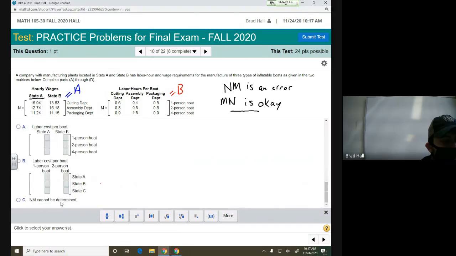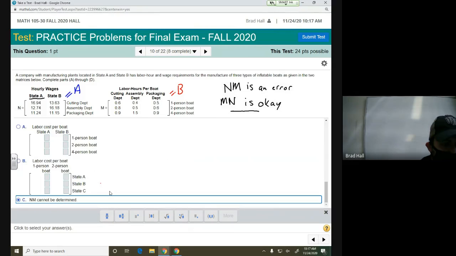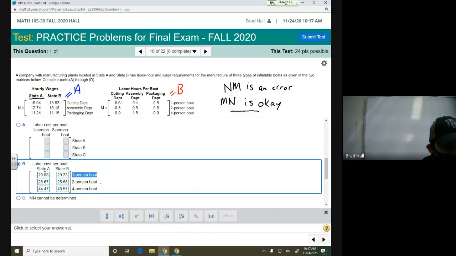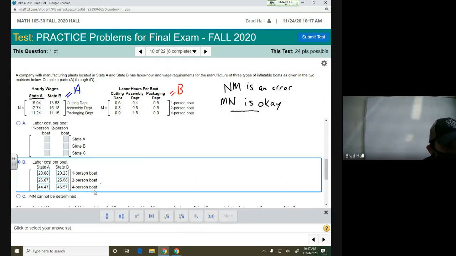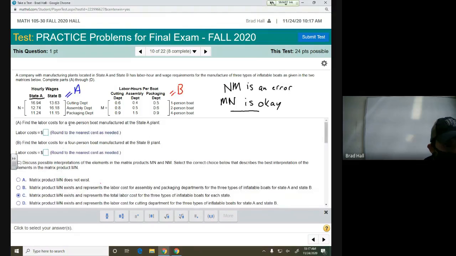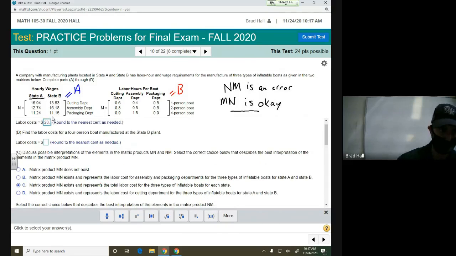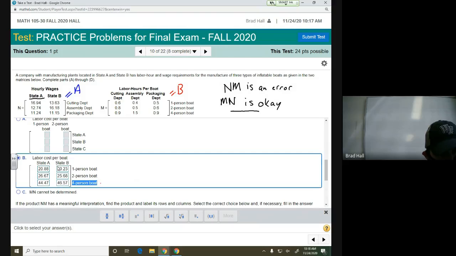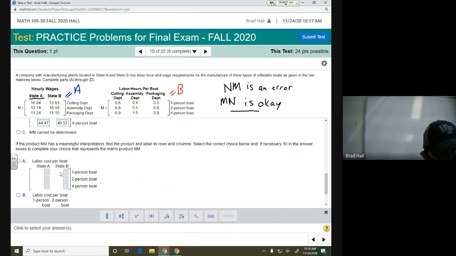But we also said NM cannot be determined. And then from here, one-person boat in state A is 20.88. So one-person boat in state A, that's why I put 20.88. Four-person boat in state B, four-person boat, state B, it's 46.57.